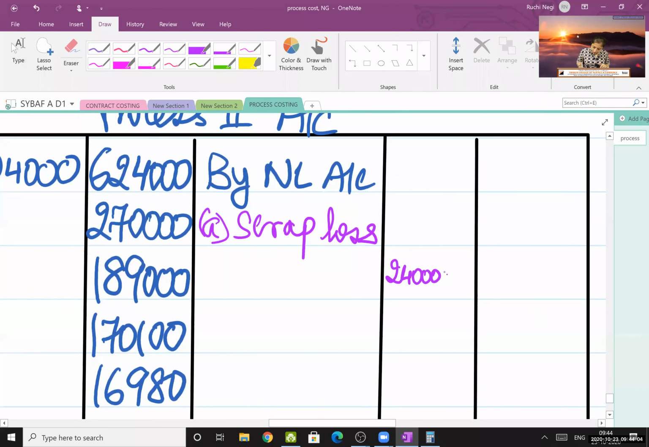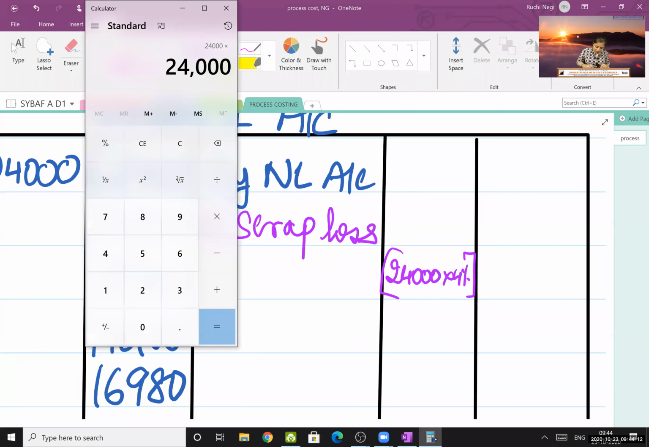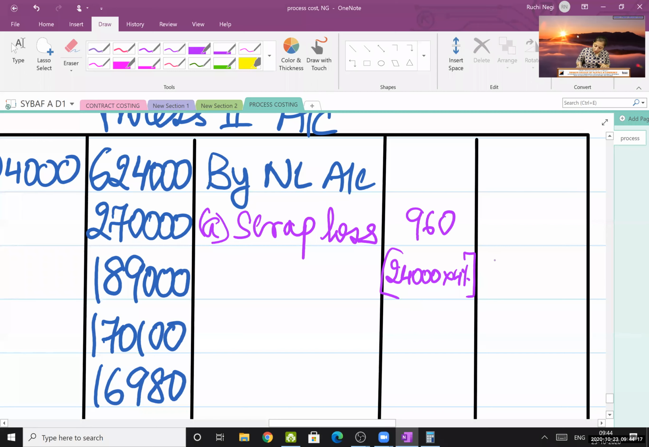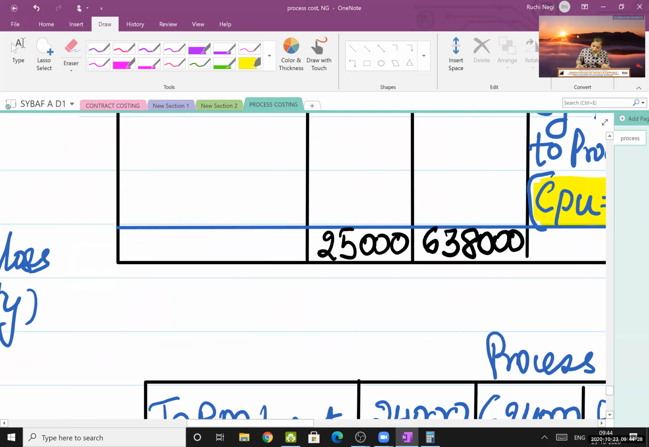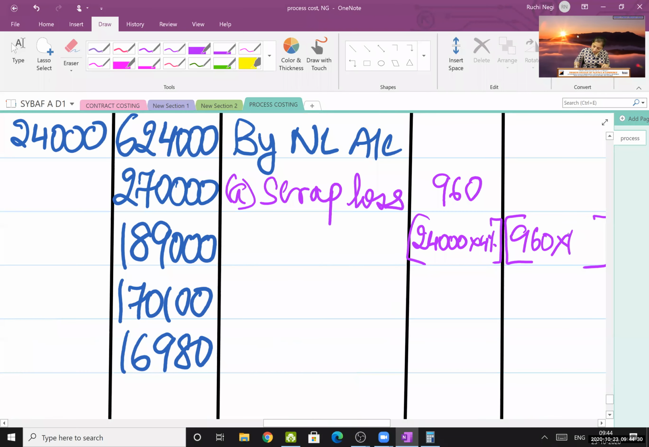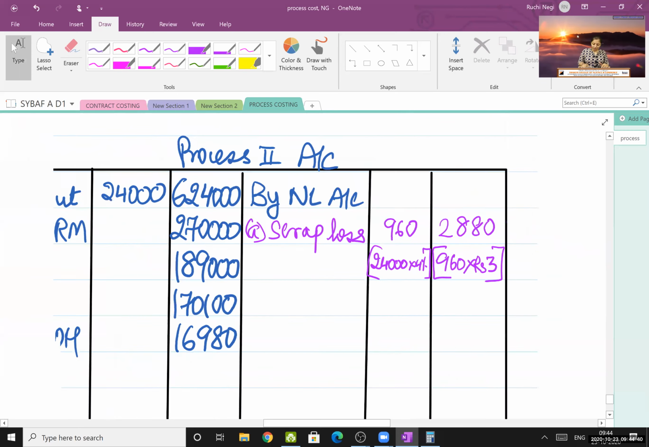24,000 का 4% is how much? 960. So right here 960, और फिर इसका सेल वैल्यू भी दिया है. 960 multiplied with, what is the sale value? 3 rupees. So right here 3 rupees. So 960 into 3, 2,880. So 2,880. Okay.